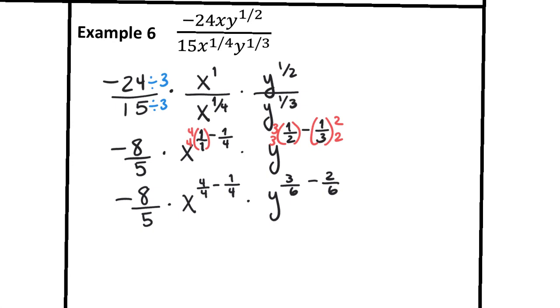So we're going to bring down the negative 8 over 5 times x. We have a common denominator here, so 4 minus 1 is 3, so we get 3/4 times y. Here we have a common denominator, so the numerators can subtract. 3 minus 2 is 1/6.